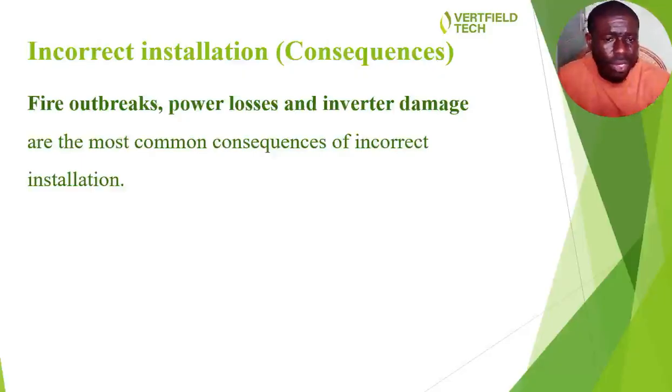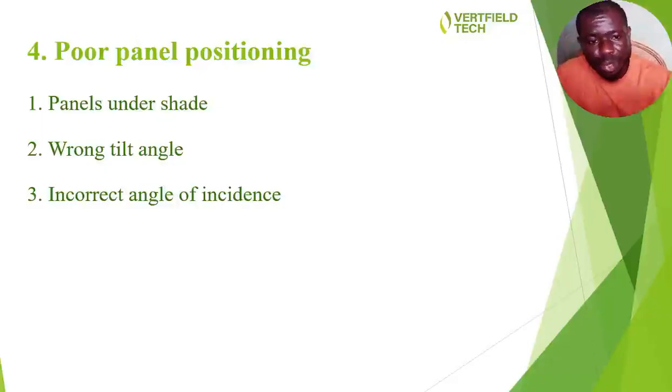What are the consequences of incorrect installation? You have fire outbreak, power losses, and inverter damage. Just like I told you, for a loose connection, it can lead to fire outbreak. For oversized or undersized cables, it can also lead to power losses and you won't be generating enough energy. You are generating enough energy, but it is not getting to where it is supposed to get to. And your inverter along the line might also be damaged. Poor panel positioning. This is another key factor. All right.